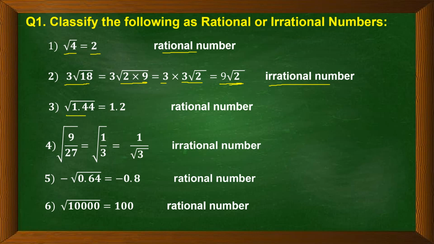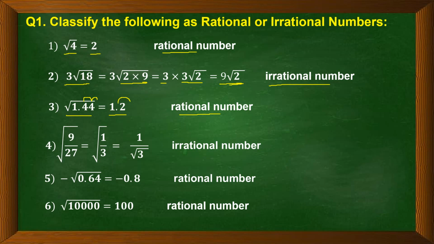Now square root of 1.44. Now 144 is a square number of 12 and there are two decimal places. So in the square root number we will write 12 with one decimal place. So we will get the answer 1.2. So it's a rational number.